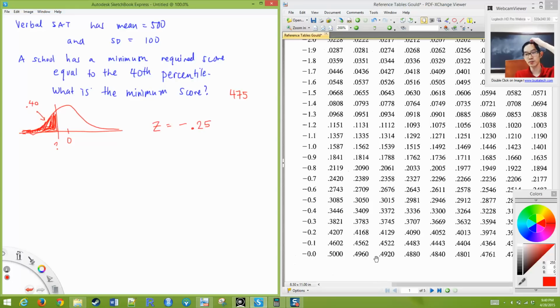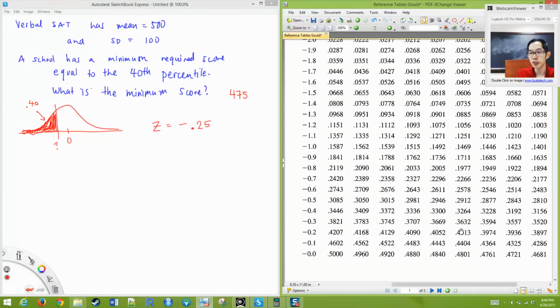So we say Z is equal to x minus mu over sigma. I have negative 0.25 equal to x minus 500 divided by 100. So just doing algebra, I multiply both sides by 100. So I have 100 times negative 0.25 equal to x minus 500. And I add 500 to both sides. And so I have 100 times negative 0.25 plus 500 equal to x. So I get x equal to 475.